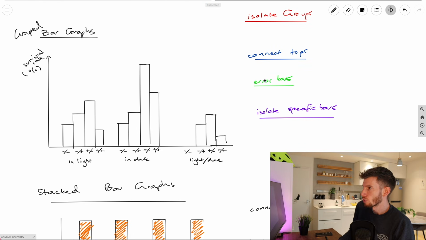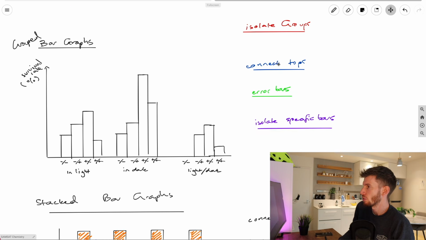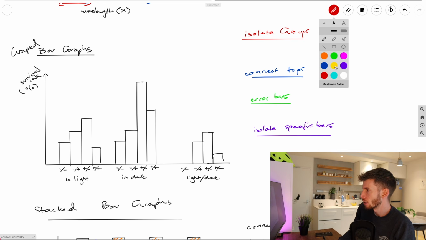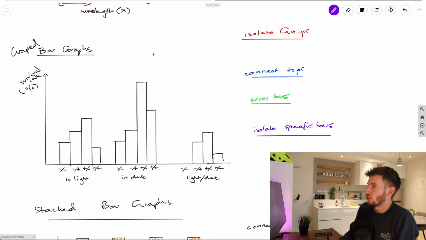And then grouped bar charts. So we're all familiar with bar charts, I think, but grouped bar charts, there's some tricks to reading these really, really quickly. So the first thing is you can isolate a group. So if the question is just in relation to one group, focus just on that group and ignore everything else. It's often just about pulling out the right information without getting overwhelmed by the amount that's in front of you. So say this was some kind of experiment about plants and you've got those in light, those in dark, those in a bit of both.